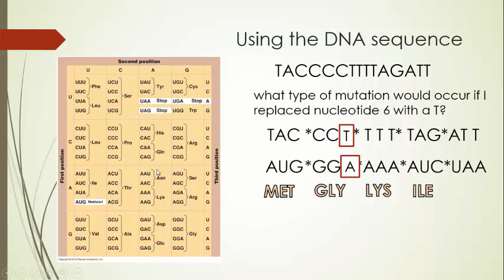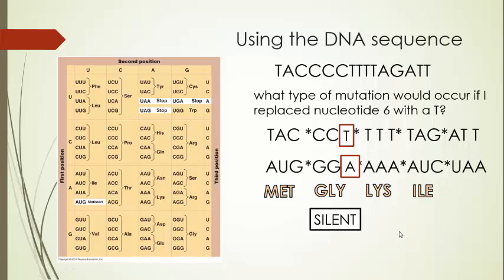So now I'm going to look for GGA and see if there's a change from the glycine. So let's look over here. Let's start over here. I'm looking for the GGA. Okay, it still codes for a GLY. This is known as a silent mutation. In other words, there's been a change in the DNA sequence, but there's been no change in the protein. So when a mutation has occurred, it just doesn't show up in the protein.